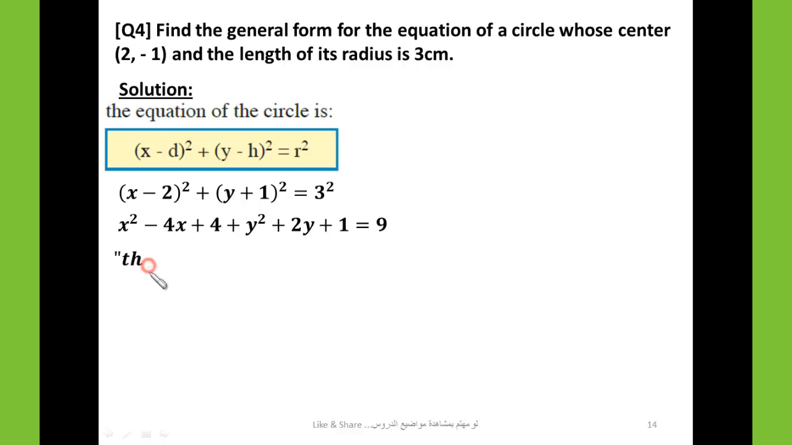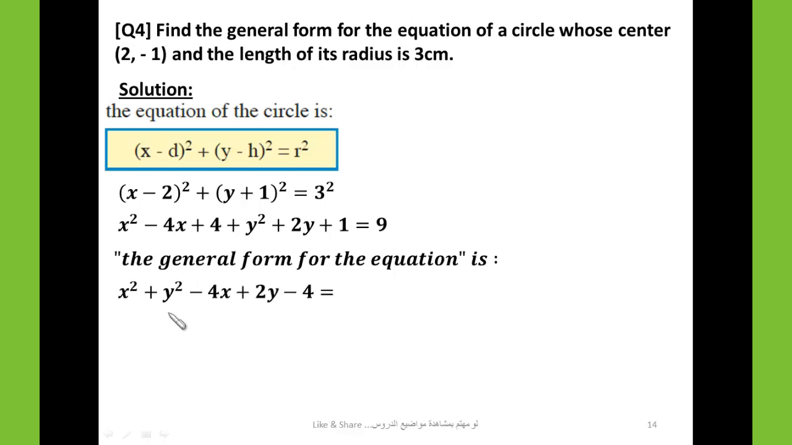And we simplify it to get the general form. Then x squared plus y squared, negative 4x plus 2y, minus 4 equals 0, since 4 plus 1 minus 9 equals negative 4. And this is the general form of the equation.